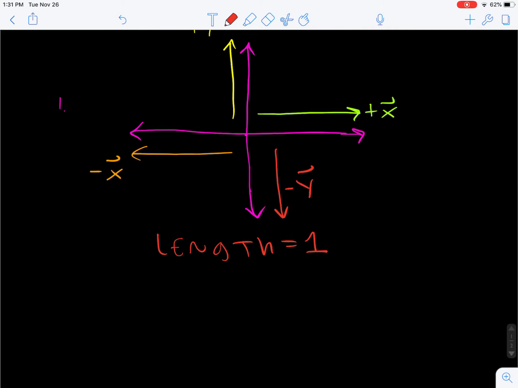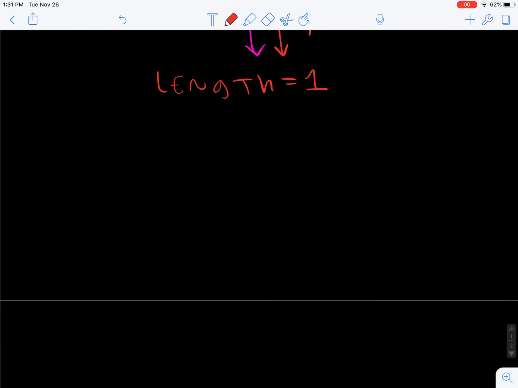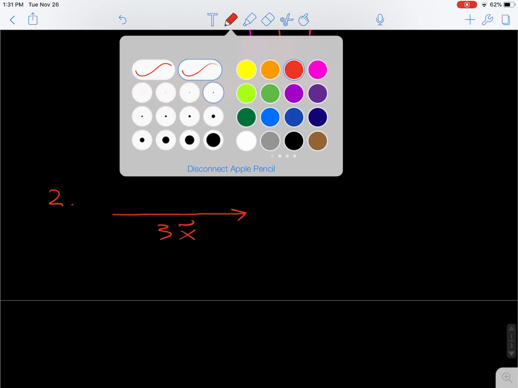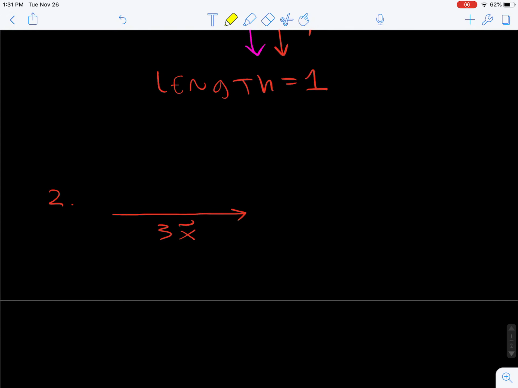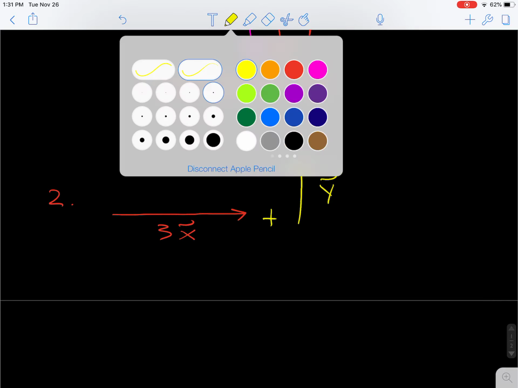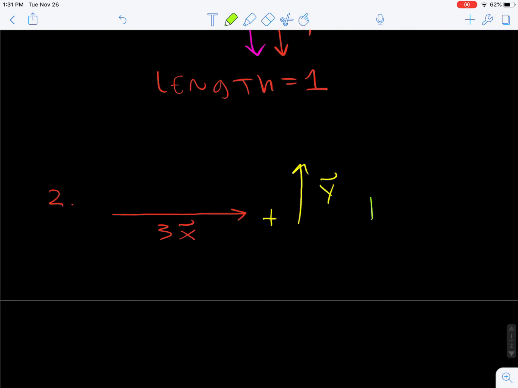Okay, so let's go ahead and do our first example. So we're going to have the vector 3x, so length of 3, positive x direction. And to this vector, we're going to add the vector y. And what we want to find out is the resultant vector, and this one, I'm going to call it RC.